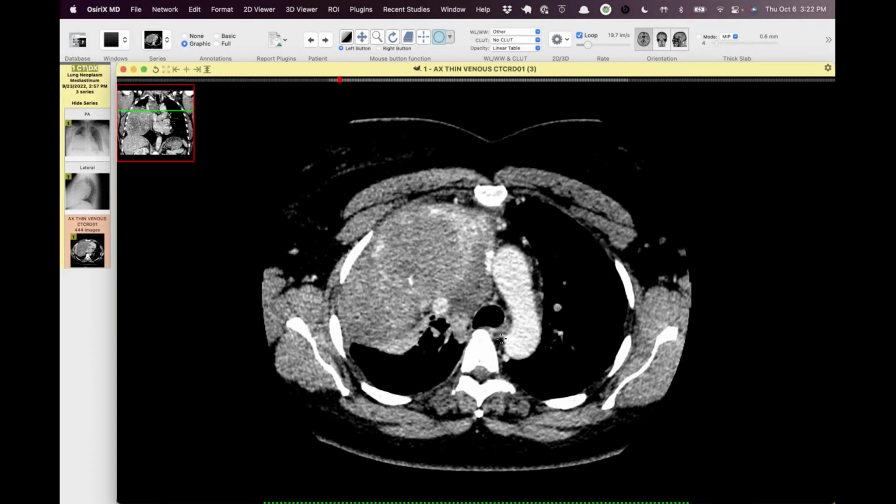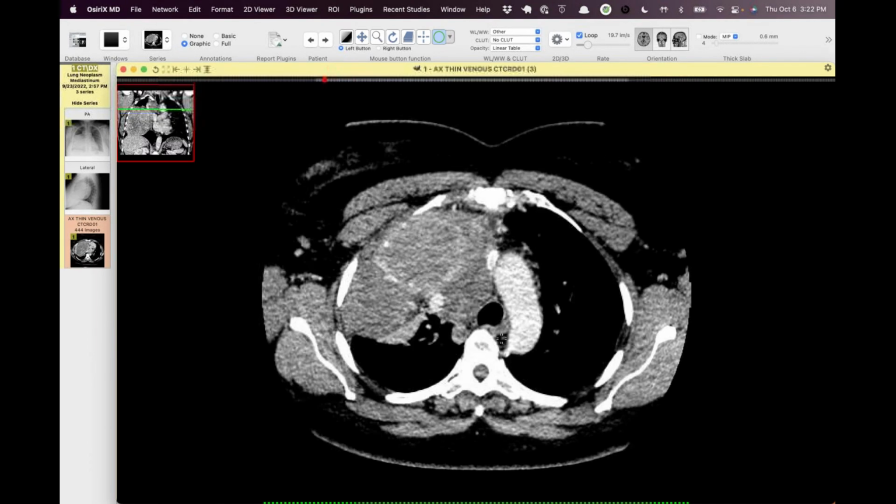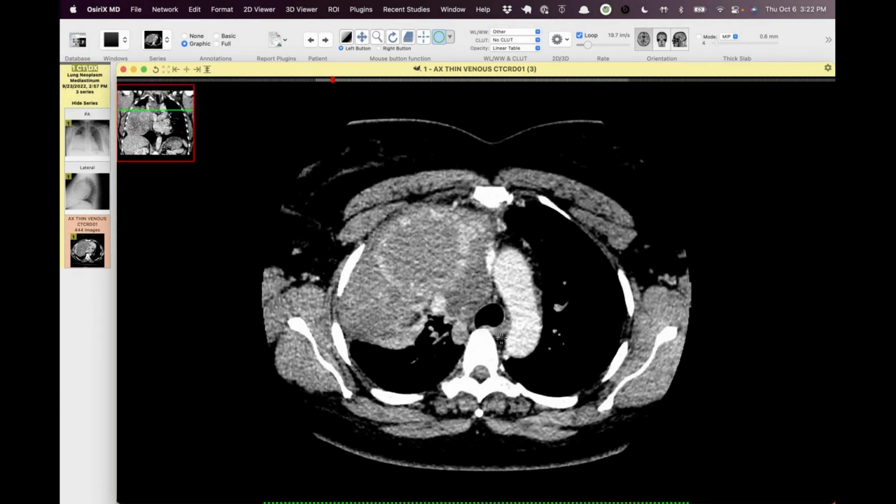I think the fact that she'd had symptoms for a long time and that this thing is so big is another indication that it's not an aggressive malignancy. It must have been growing slowly for a decade or something.